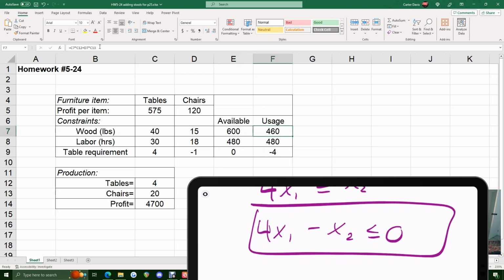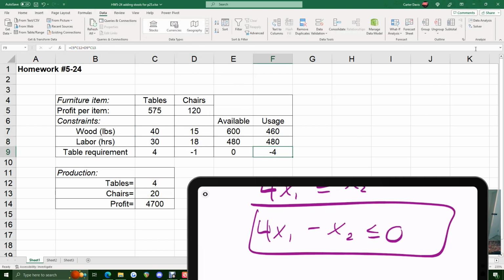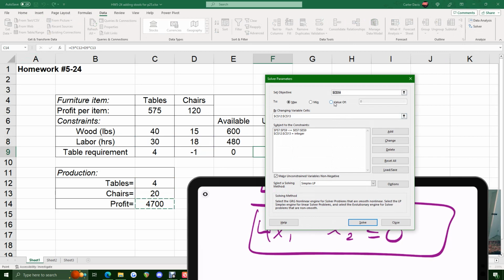Hopefully it's clear that the usages for these are simply like this times this plus this times this. Same thing here. Okay. Pretty straightforward. Hopefully we go to solver. Our max we're trying to find is from the profit. Again, profit's just going to be this times this plus this times this. And then the changing variable cells are just the number of tables and chairs.